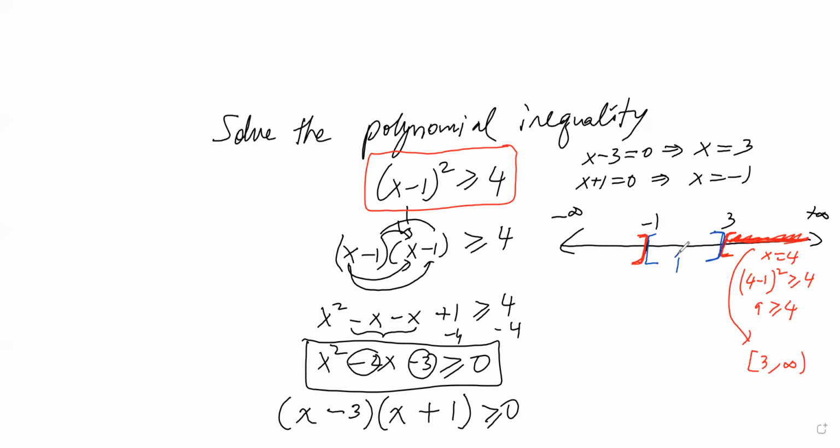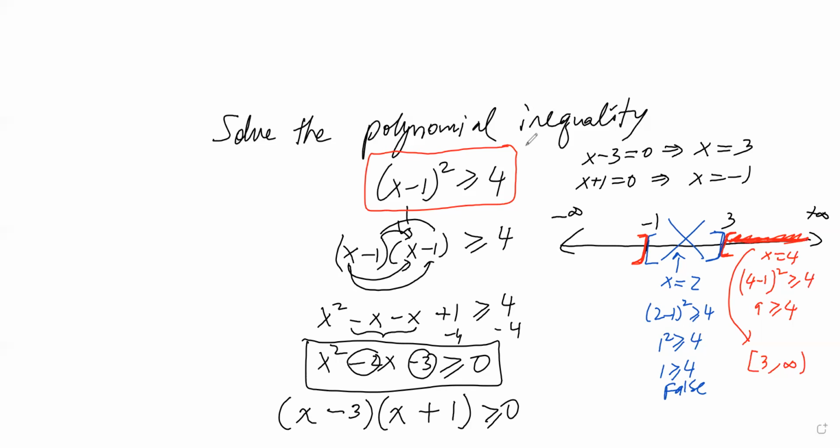So I'm just going to pick a random number here. Let's say I can just pick 2, right? And then plug it into the inequality. So that's 2 minus 1 squared bigger than or equal to 4, which is 1 squared bigger than or equal to 4. 1 bigger than or equal to 4 is false. So it did not satisfy. So then I don't take anything here.